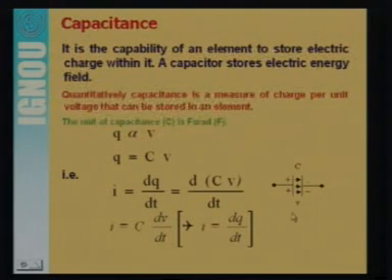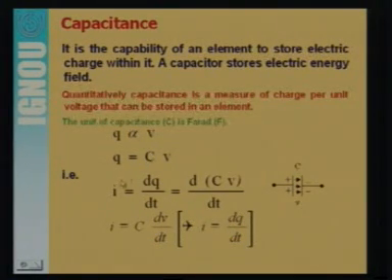Here, when we apply the voltage V across this, the charge accumulated across the capacitor plate is proportional to the applied voltage, which is given by this relationship: Q is proportional to V. When we remove the proportional sign, we put C here, so Q is equal to CV. This is the constant of proportionality, which is called capacitance.